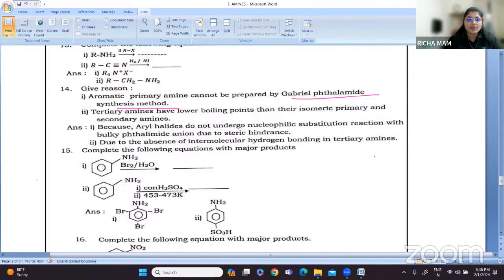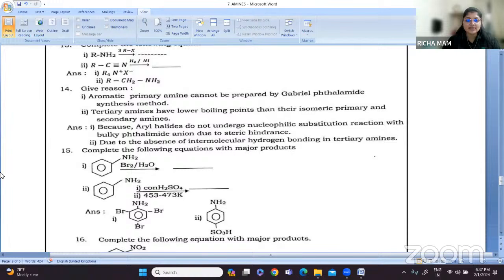Next question. Tertiary amines have lower melting point than their isomeric primary and secondary amines. Why? What is the reason why tertiary amines have lower melting point? Because there is an absence of intermolecular hydrogen bonding in tertiary amines. Because of this reason, they have a lower boiling point.